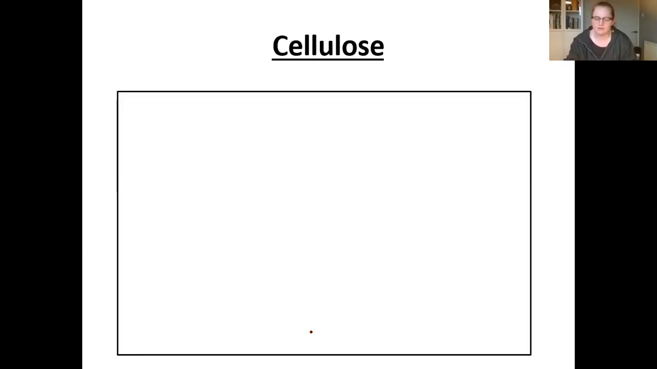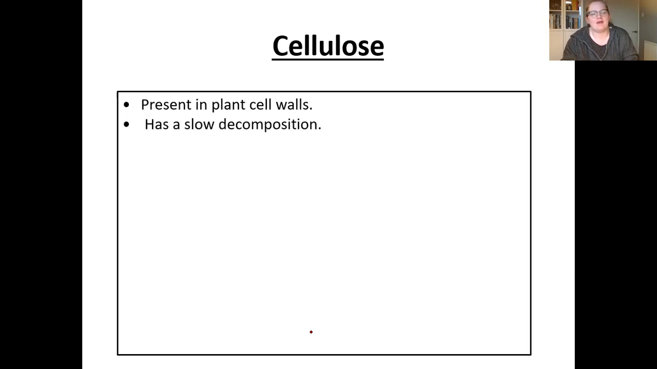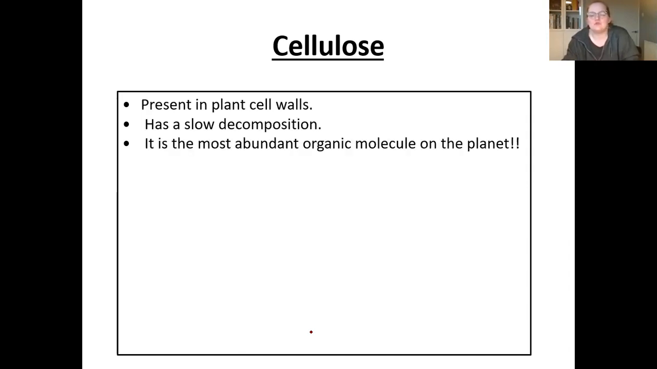And finally, the third polysaccharide we're going to look at is cellulose. Cellulose is another plant polysaccharide, and it is present in plant cell walls. Cellulose is fab because it has a really, really slow decomposition. Something like starch is a lot quicker to decompose, but this is really, really slow. It is the most abundant organic molecule on the planet, and it is strong.